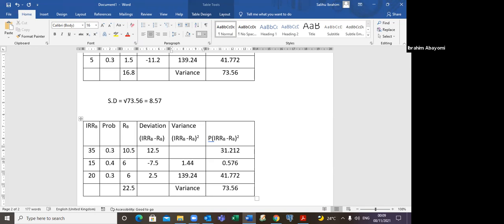Square the result. 12.5 square is what? 156.25. Okay. Second one. Minus 56.25? No, it cannot be minus. When you square minus, it becomes plus now. When you square minus, it cannot be minus again. It will change to plus. If you use your calculator, put minus 7.5 square equal to, it will never be minus for you.